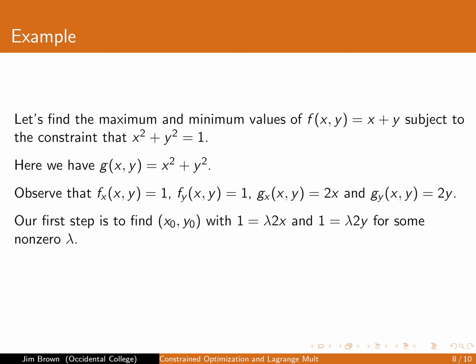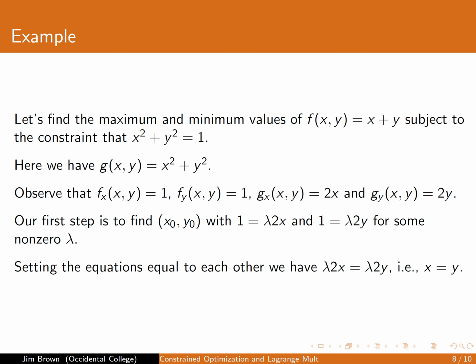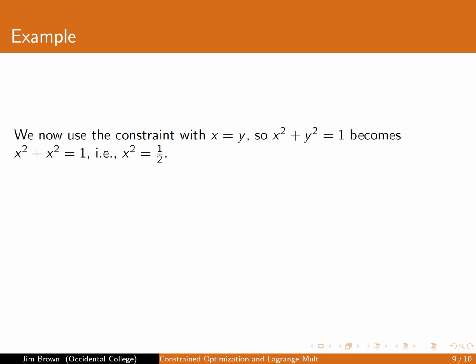So if we look at these two equations, the left-hand side for both of them is 1. So that means lambda times 2x is equal to lambda times 2y. And so since lambda is non-zero, I can divide both sides by 2 lambda, and I get that my point here has to satisfy x has to be equal to y. So we know any values that are going to give us maximums or minimums have to satisfy the condition x is equal to y. And now we're going to go ahead and use our constraint here, x squared plus y squared has to be equal to 1.